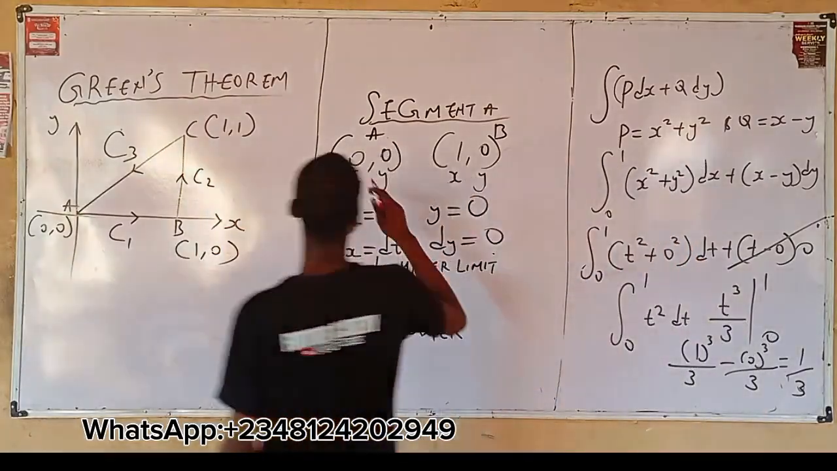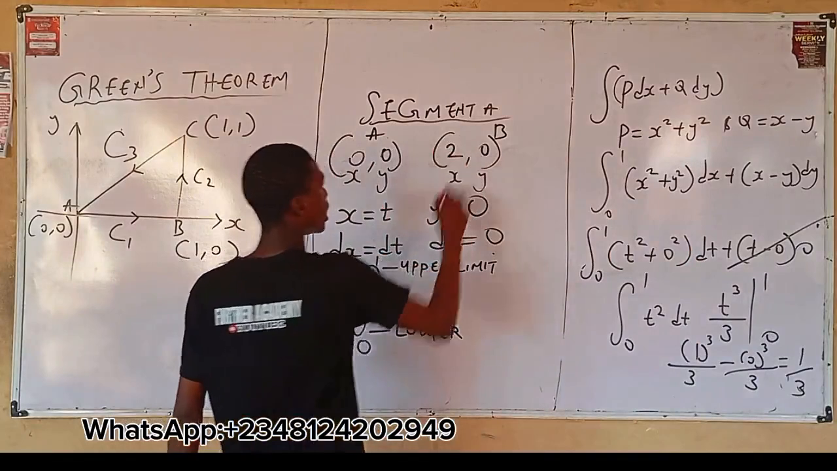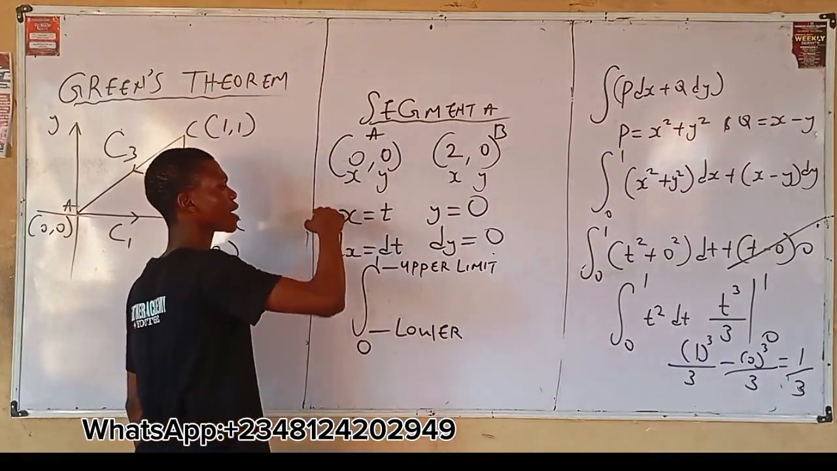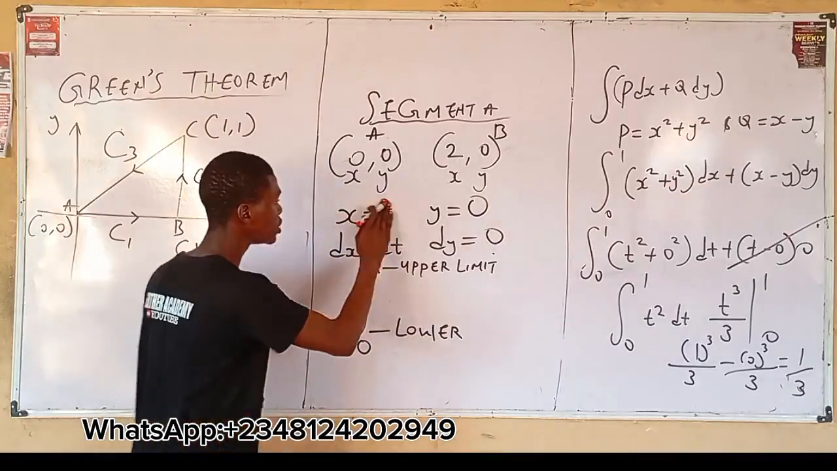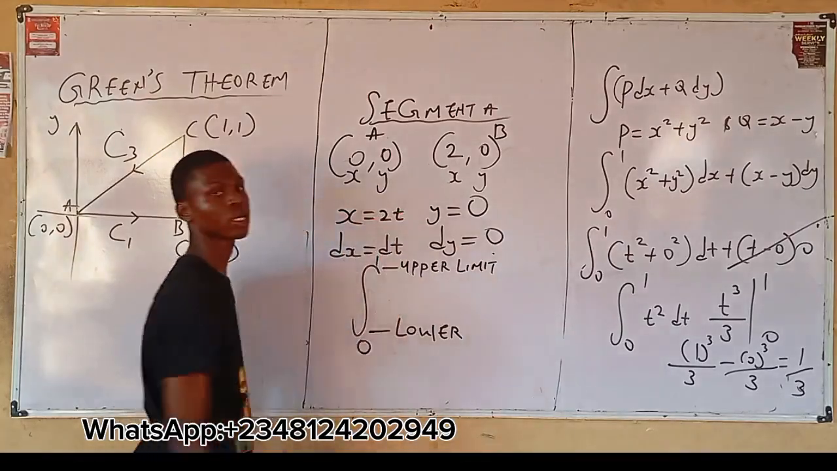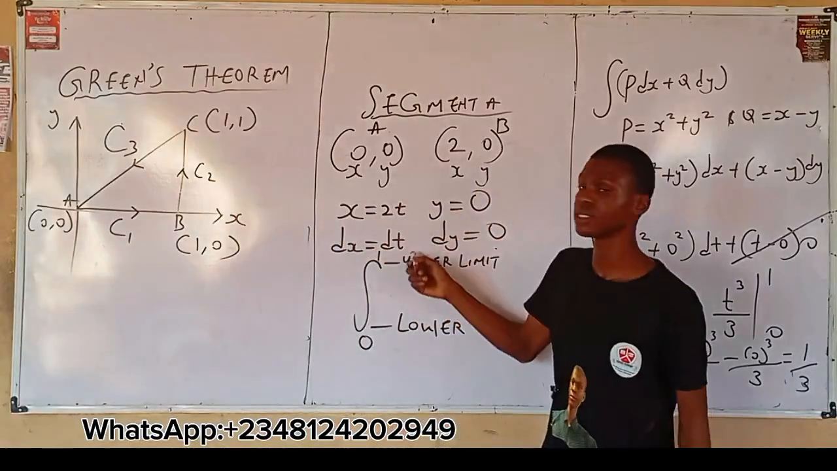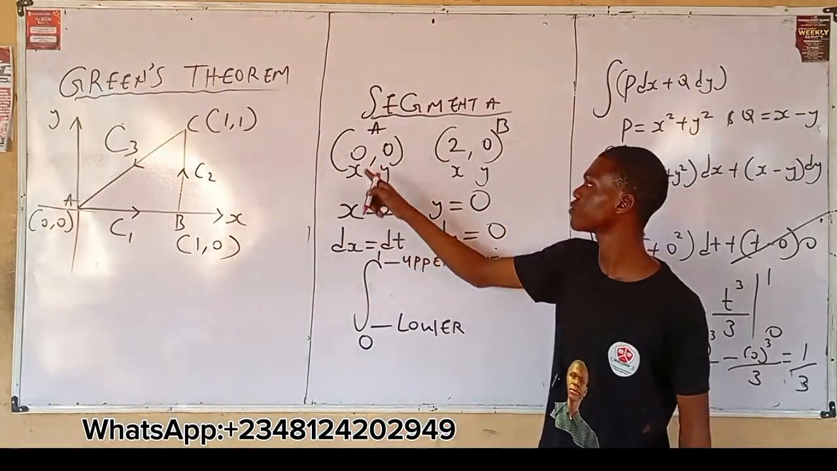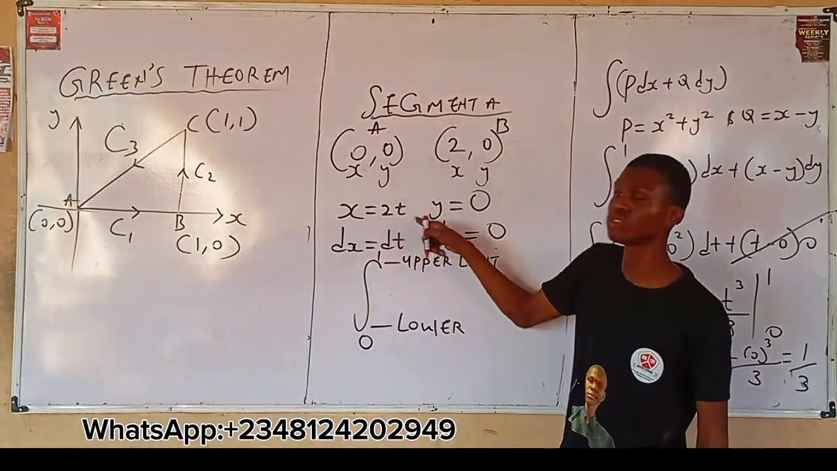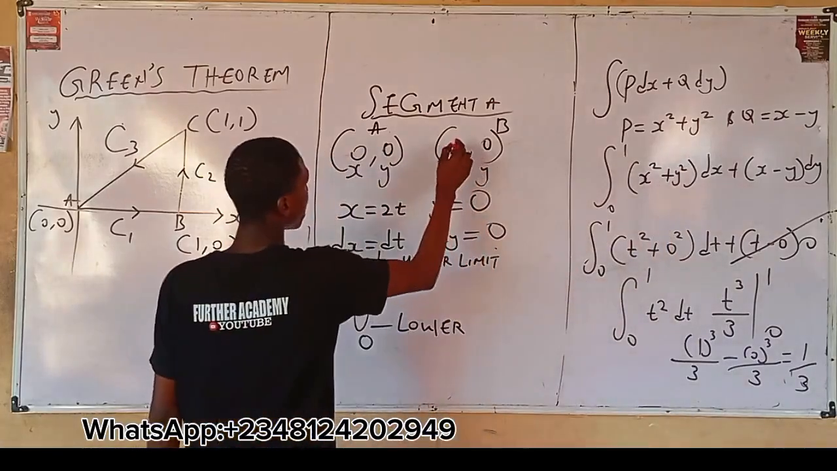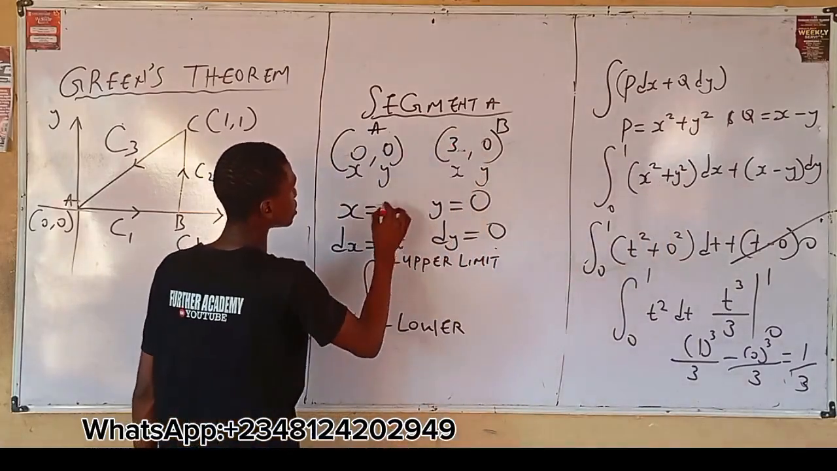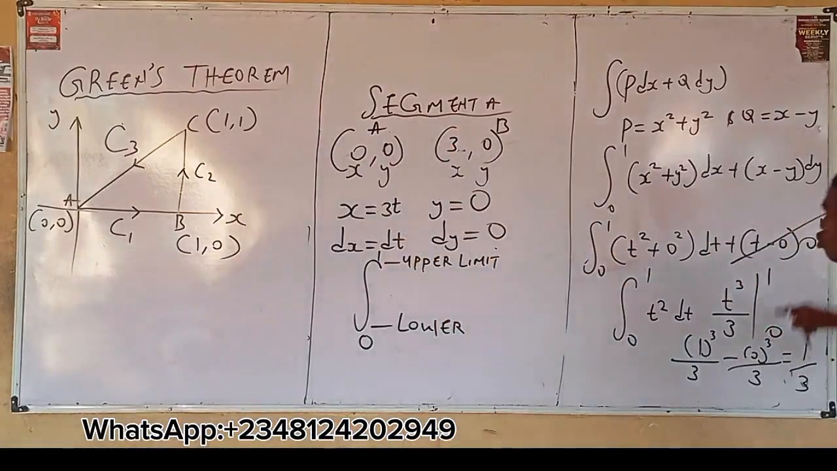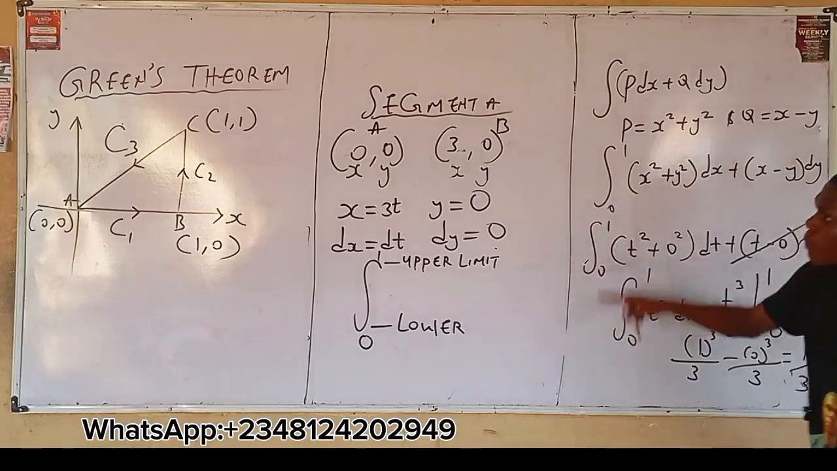In a case whereby x is changing from 0 to 2, the question is, will I still have x to be t? The answer is no. It becomes 2t. In some questions, not all cases, you have it as t. Just understand, if it is changing from 0 to 1, you have t. If it is changing from 0 to 2, you have x equals 2t. What if it is 3? Let's say you have 3 here, meaning you have 3t. Then the limit becomes 0 to 1.